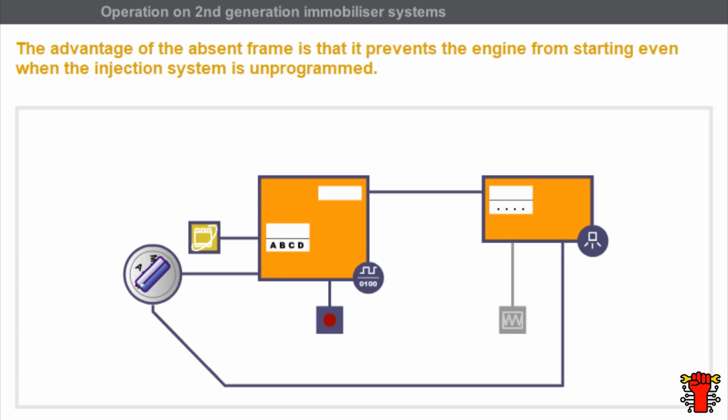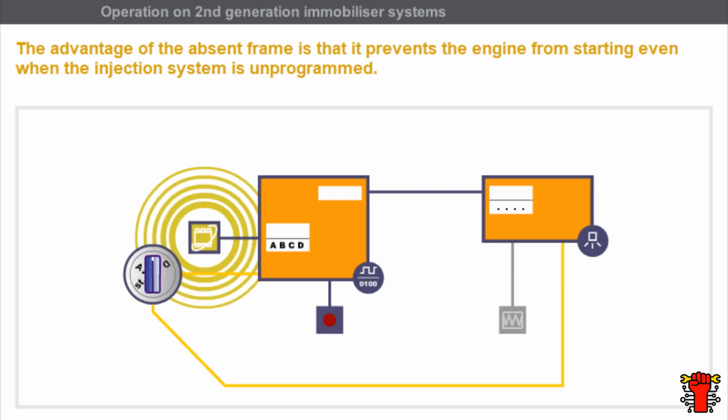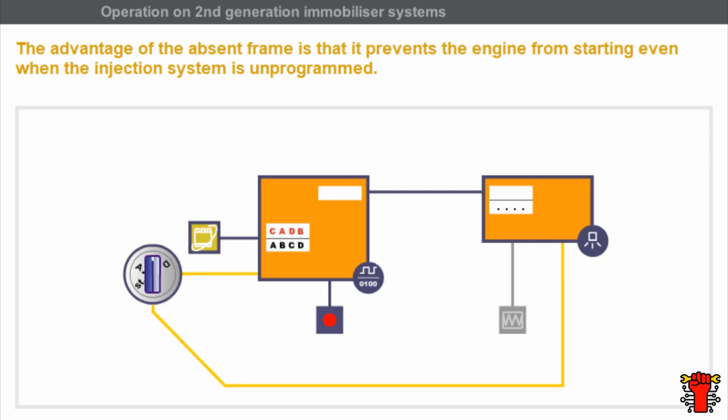The advantage of the absent frame is that it prevents the engine from starting even when the injection system is unprogrammed. When the immobilizer is active, even if the injection system is unprogrammed and thus not expecting an authorization code, it receives the absent frame that prevents the engine from starting.